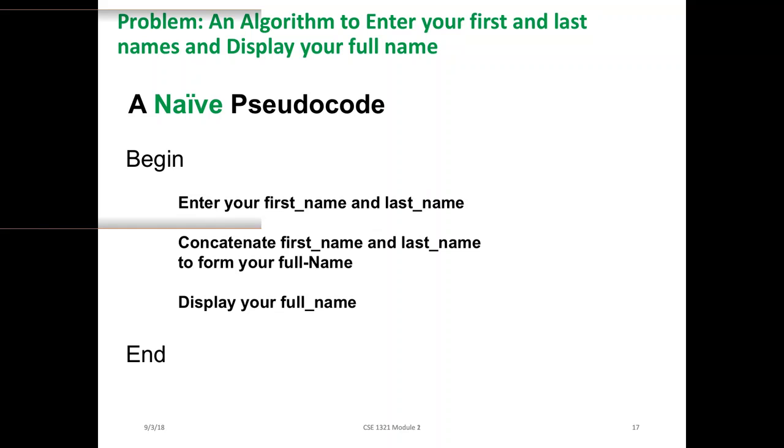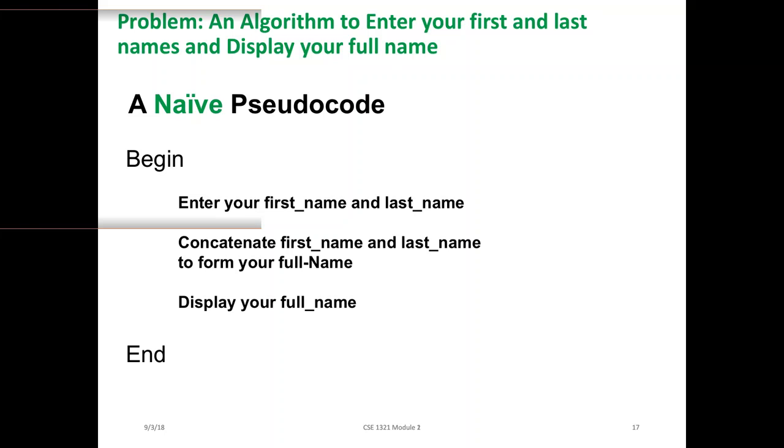It is a naive pseudocode. Naive is very simple pseudocode. Naive means it may not be perfect. This pseudocode may not be perfect, but it seems perfect, right? But we know that there are some elements of an algorithm. It should be precise, it should be complete, it should be unambiguous, right? And it should have some level of abstraction, right?